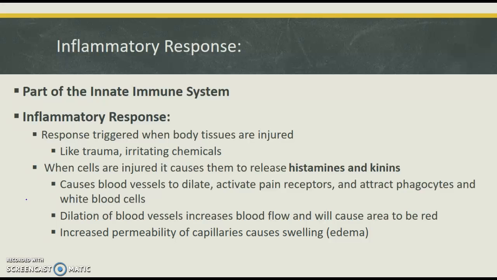And then the dilation of the blood vessels is really important because it increases blood flow to the area, and that's why sometimes when you have a cut or a wound, the area really becomes kind of swollen and red. It's because you have more liquid going to that area, or more swelling, and it's called edema, and that's why the area is red.